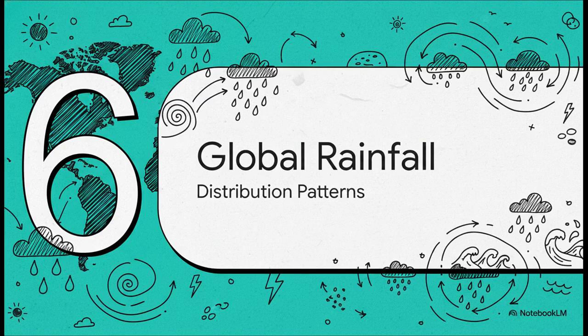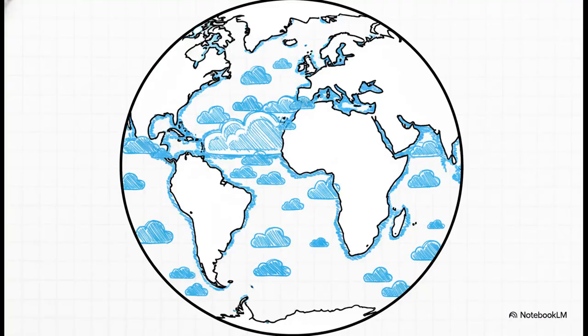Section 6. Global rainfall patterns. Let's zoom out. The distribution of water across the globe is far from random. It follows some pretty strict geographical rules. First, as a general trend, rainfall steadily decreases as you move from the hot equator out towards the freezing poles. Second, coastal areas naturally receive way more rain than deep continental interiors.